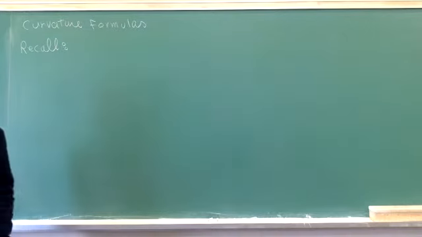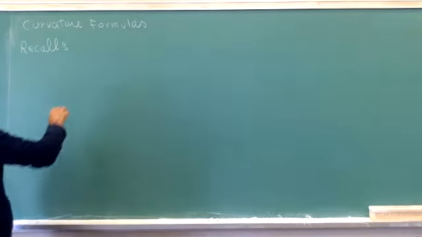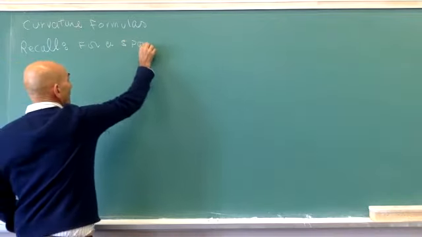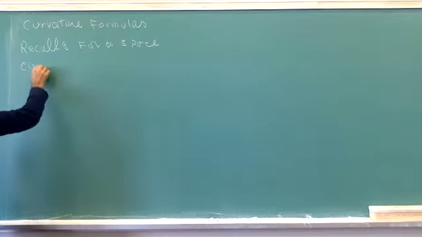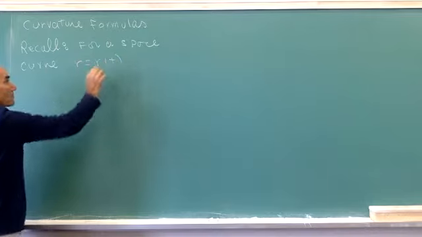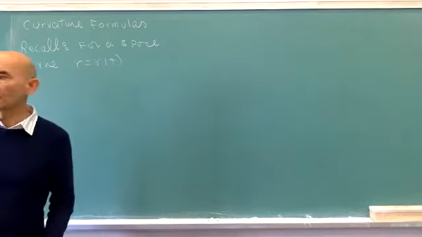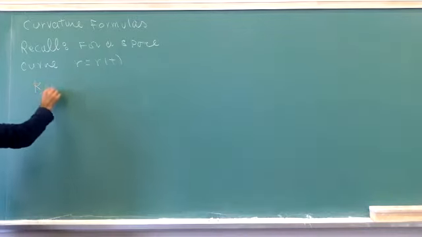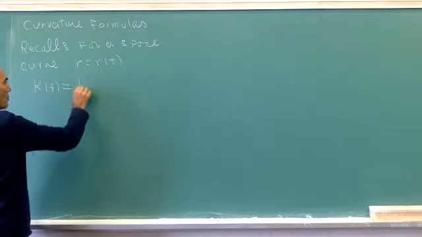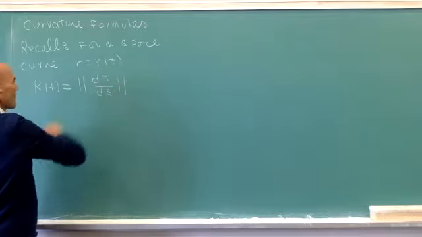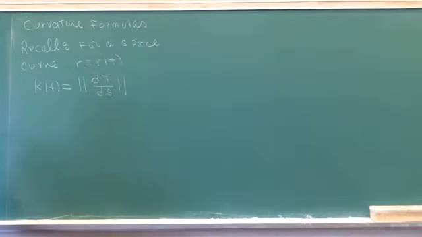We defined the curvature for a curve in space. So for a space curve, say r equal to r of t, the curvature we defined like this: kappa at t we defined to be the norm of dT/ds. So this was basically our curvature formula.